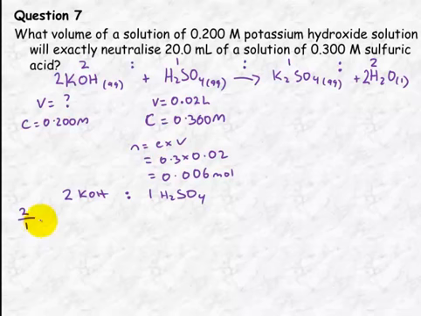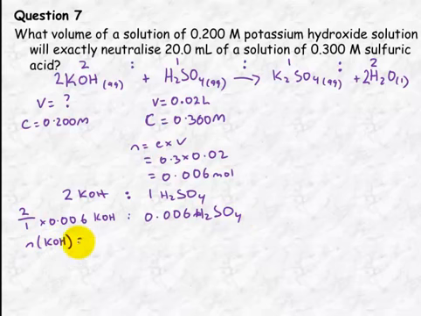Thus, to work out the unknown, I will need the mole ratio, which is the number of unknown over the known, times 0.006. So number of mole of KOH equals 0.012 mole. Does that make sense? If I've got one of those, I'll have double this, so I've got 0.006 and I've got 0.012, which is double. So that's correct. So I can move on.